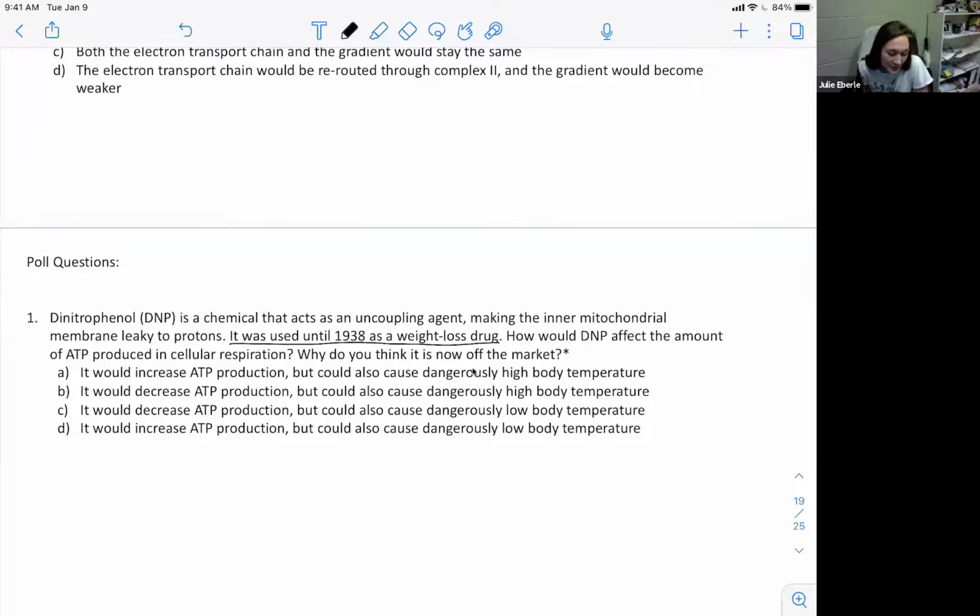A, it would increase ATP production, but also cause dangerously high body temperature. B, it would decrease ATP production, also cause dangerously high body temperature. C, it would decrease ATP production, but cause dangerously low body temperature. Or lastly, D, would increase ATP production, but cause dangerously low body temperature. So why are we talking about body temperature in this?